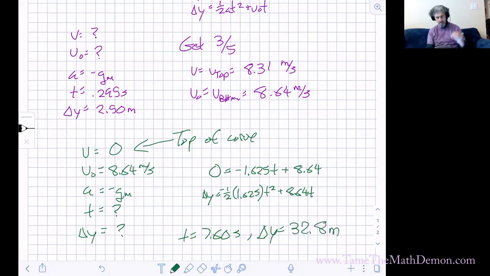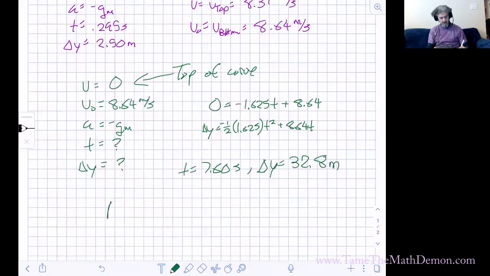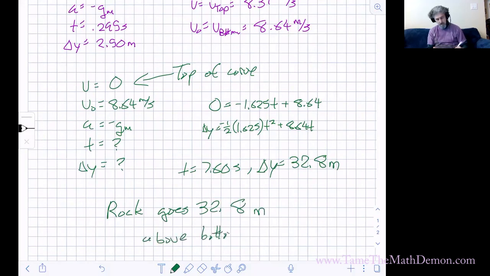32.8 meters. Now, the problem just asked how high it went. It didn't say how high above what. So we just want to make sure that we specify that when we answer the question. The rock goes 32.8 meters above bottom of window.